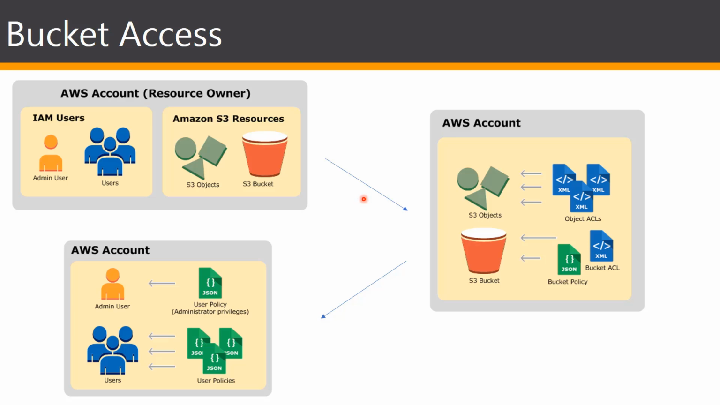Then finally, we have user policies, which is the image you see on the bottom left. You can use IAM to manage access to your S3 resources. You can create users, groups, and roles in your account and attach access policies to them, granting them access to AWS resources, including S3.